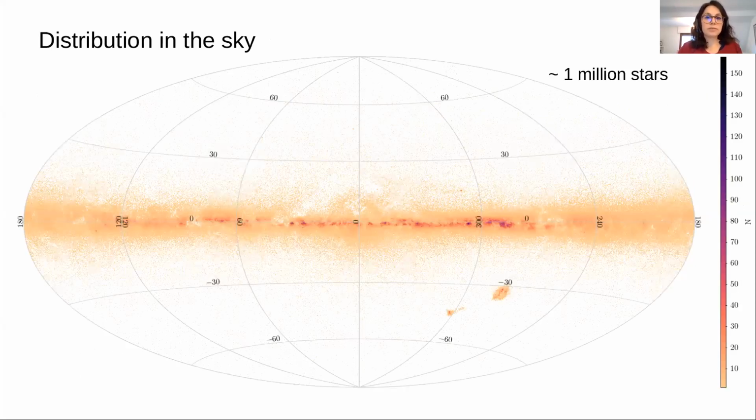The sample is shown in this plot. You can see that most of our sources are distributed in the galactic plane, and that they are disk stars, and some of them are also in the Magellanic Clouds, and the target list consists of around 1 million sources.